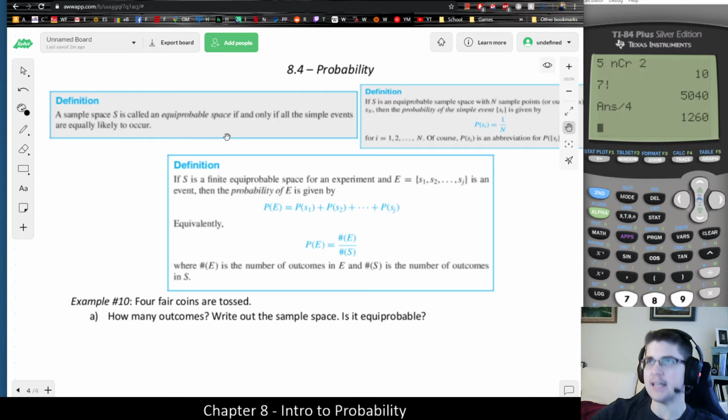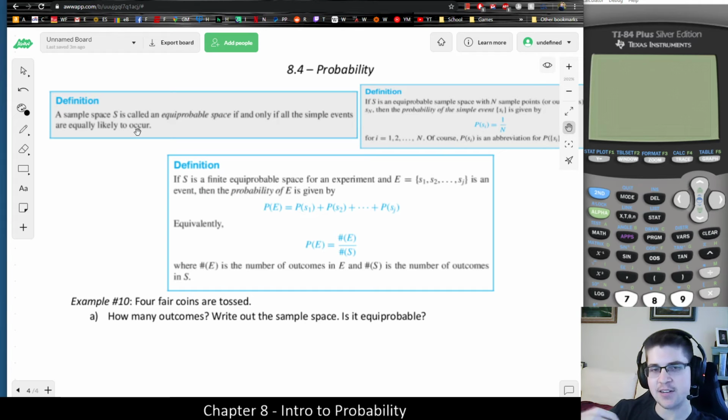Anyways, the first definition I want to talk about is what is an equiprobable space, or equiprobable, however you want to say it. It says a sample space S is called equiprobable if and only if the simple events are equally likely to occur. And really what that's saying is that if I think about all the events in the event space, if they're all equally likely or equally probable, hence equiprobable, say that word 5 times fast, it's just a space where everything's equally likely. So for example, flipping a coin is considered an equiprobable space because there's two outcomes, heads, tails, each is equally likely.